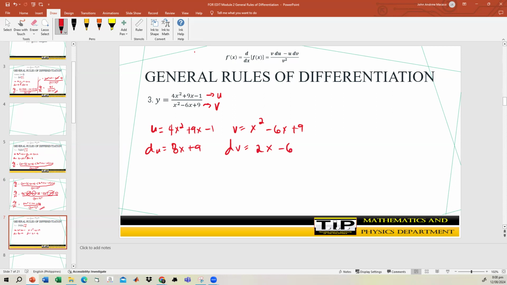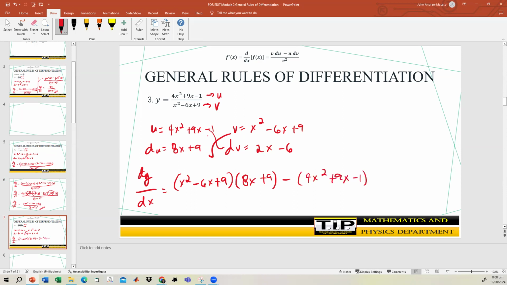Right? So I hope you get it. Then, what we'll do is we can now apply the formula. So that's v du. So this will become (x squared minus 6x plus 9) times (8x plus 9), minus u dv. So this will become (4x squared plus 9x minus 1) times (2x minus 6), all over (x squared minus 6x plus 9). That's v squared.